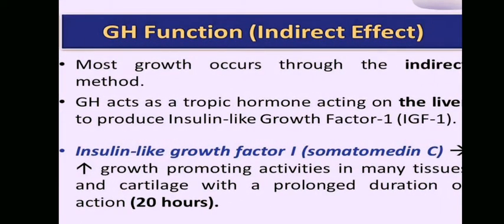Growth hormone function: indirect effect. Most of the growth occurs through the indirect method. Growth hormone acts as a tropic hormone acting on the liver to produce insulin-like growth factor. Insulin-like growth factor is also called somatomedin C, and increases growth promoting activity in many tissues and cartilage with a prolonged duration of 20 hours.